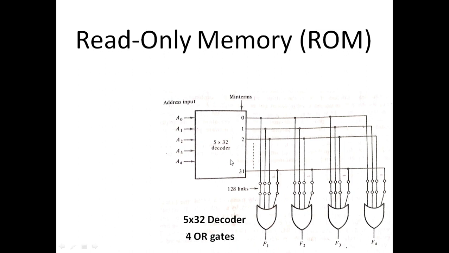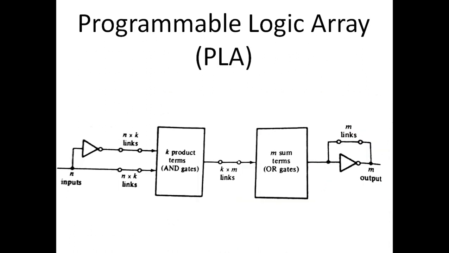If we are using this ROM to implement a 5-variable Boolean function, and there are some don't care conditions, for example, minterms 0 to 25 are used but minterms 26 till 31 are not used, still this decoder produces them, even if they are not used. So this is a kind of wastage of resources. But programmable logic arrays can do better than ROM while implementing Boolean functions with don't care conditions. So let's talk about the programmable logic array.